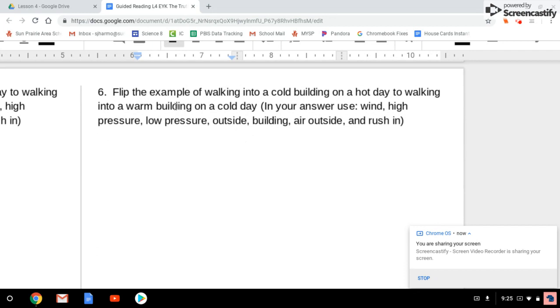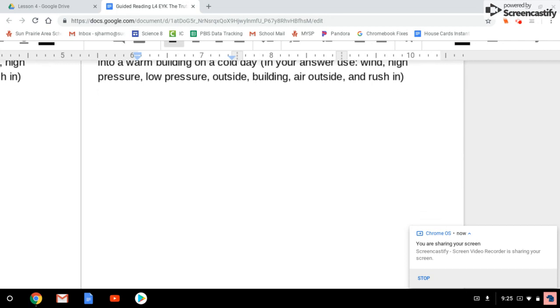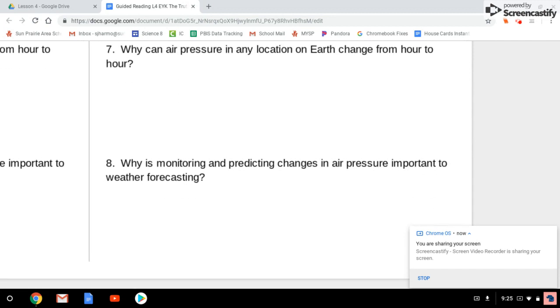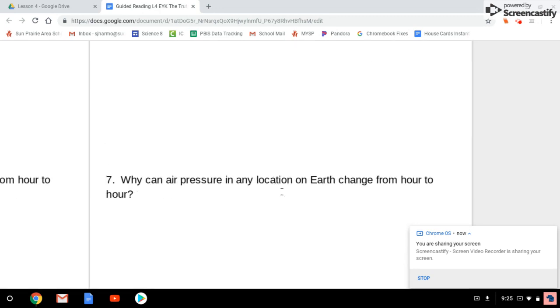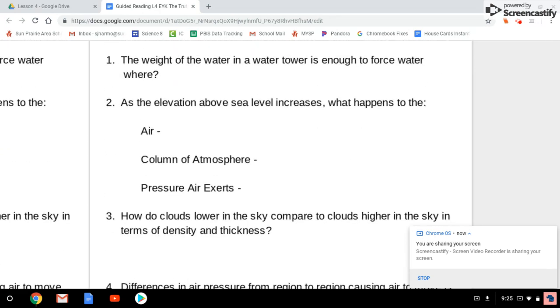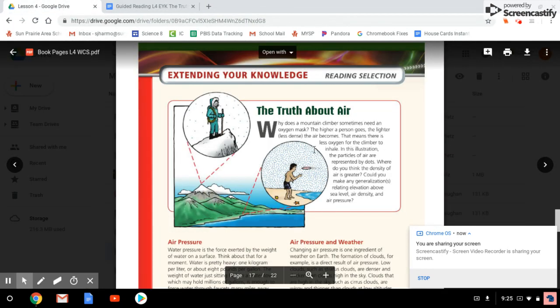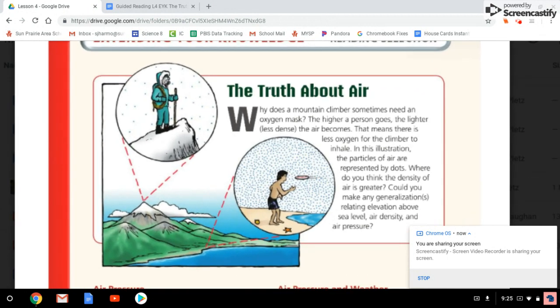6, flip the example of walking into a cold building on a hot day to walking into a warm building on a cold day. In your answer, use wind, high pressure, low pressure, outside building, air outside, and rush in. 7, why can air pressure in any location on Earth change from hour to hour? 8, why is monitoring and predicting changes in air pressure important to weather forecasting? Okay, so now I know what I'm kind of expecting to be finding when I read. Going back to the reading then, I'm going to make this a little bit bigger for us.